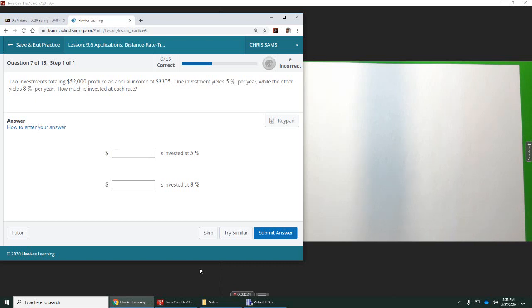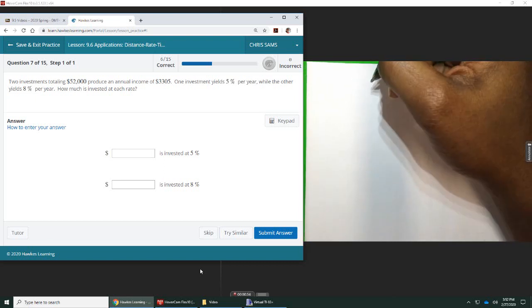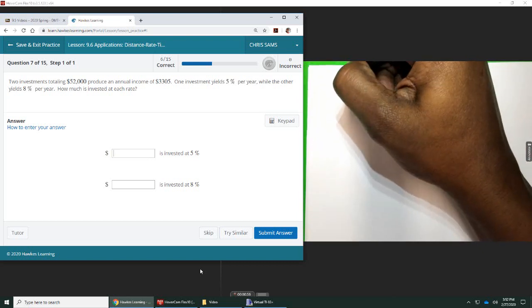So there's a couple of ways to work this. The way that you'll see it in Hawkes is substitution or total. I'll show you a couple of ways to do it if you want to see, but I'll try to keep it simple here. We know we have two amounts of money, and we're trying to figure out what those are, so I'm going to come up with two variables for the unknowns.